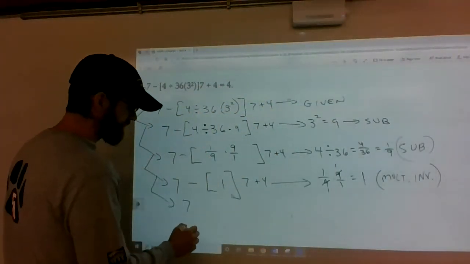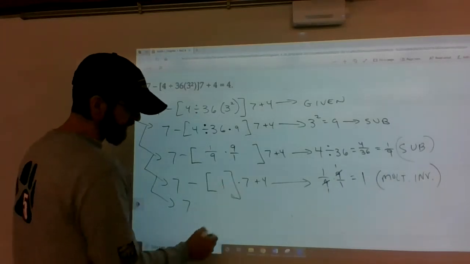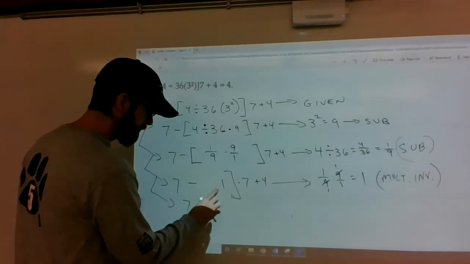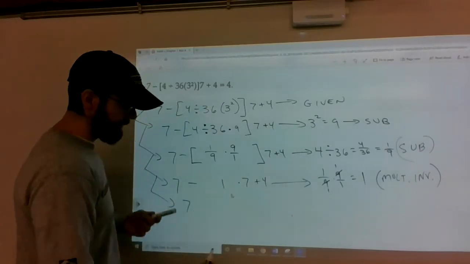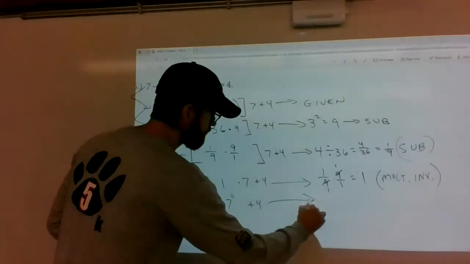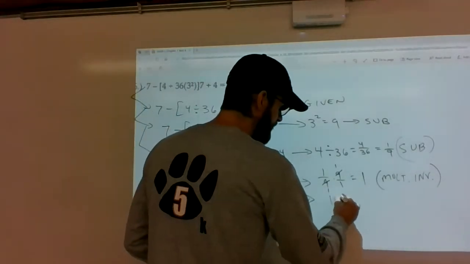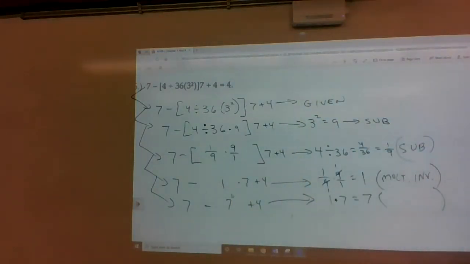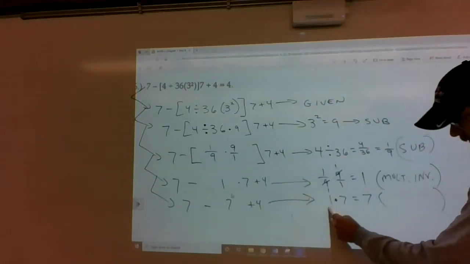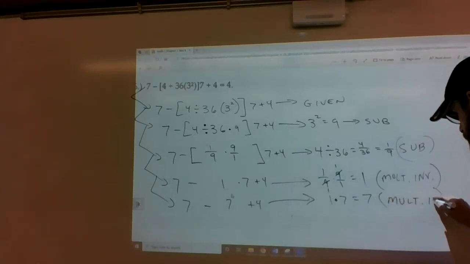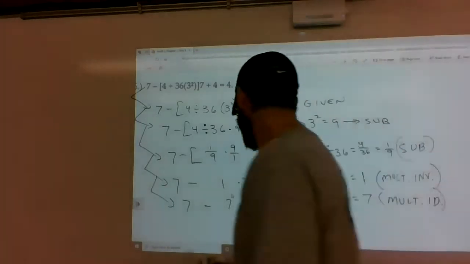All right, next. These brackets just mean multiplication. So you're multiplying by the 7 to the right of it in this case. So it's really like this is what's going on. Minus 7 plus 4. So you got 1 times 7 became 7. Anything times 1 is the mirror image of what you multiplied. It's the multiplicative identity.